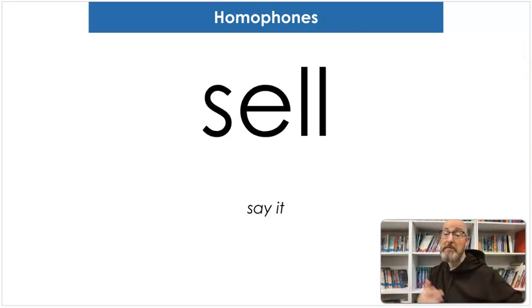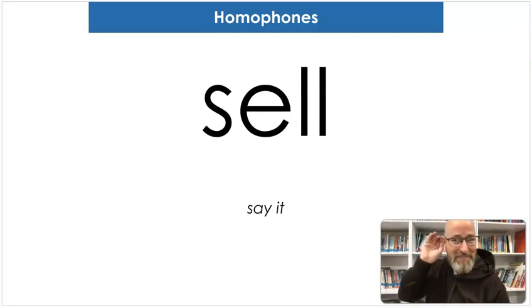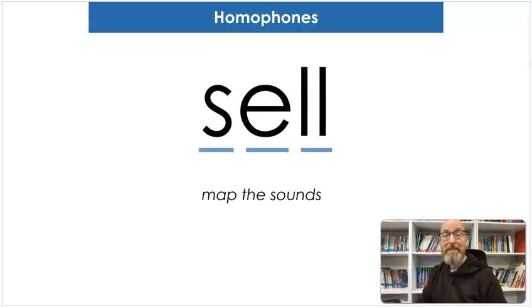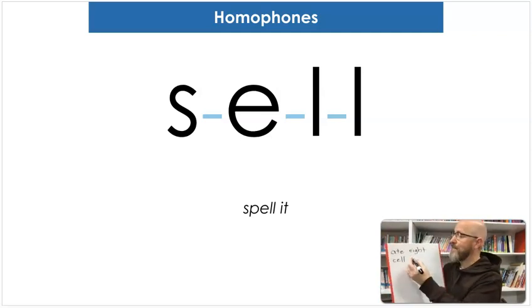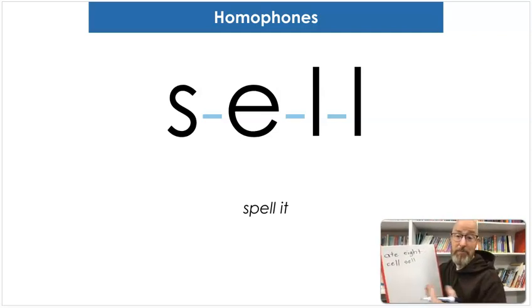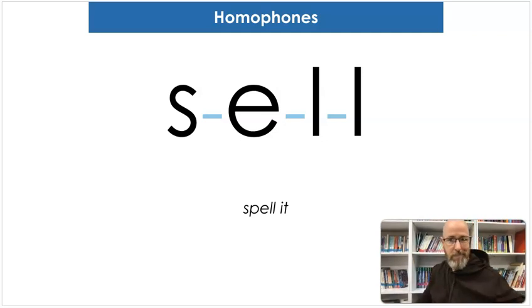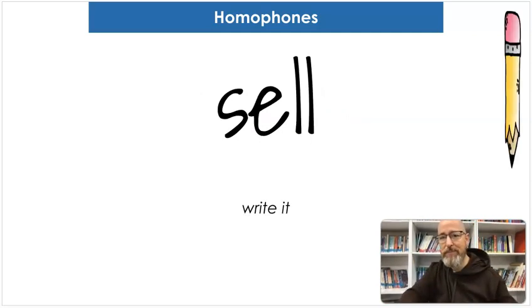And the next word is sell. Say sell again. Map the sounds. S-E-L. Sell. Spell it. S-E-L-L. Sell. Of course, this sell has to do with buying and selling things. I might sell you a donut. I'm thinking about donuts this morning. And let's write it. Oh, we already did.